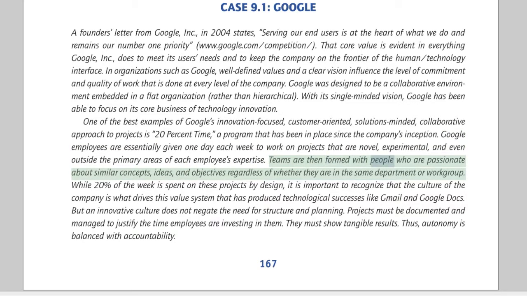Teams are then formed with people who are passionate about similar concepts, ideas, and objectives regardless of whether they are in the same department or work group. While 20% of the week is spent on these projects by design, it is important to recognize that the culture of the company is what drives this value system that has produced technological successes like Gmail and Google Docs. But an innovative culture does not negate the need for structure and planning. Projects must be documented and managed to justify the time employees are investing in them. They must show tangible results. Thus, autonomy is balanced with accountability.